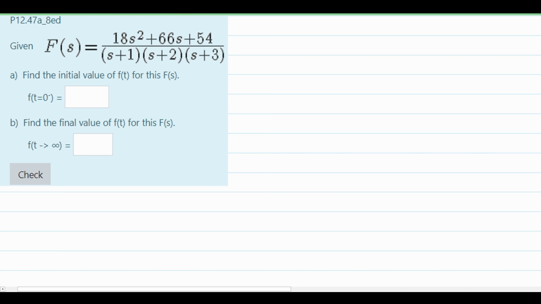So first we're going to make a general equation f of t, and then we are going to deal with these two separate cases. So with differential equation, we can set this equal to a divided by s plus 1, plus b divided by s plus 2, plus c divided by s plus 3. So this is going to be our equation.